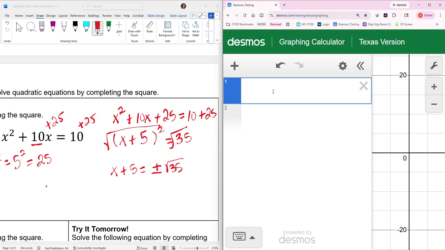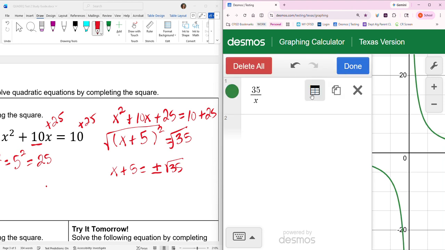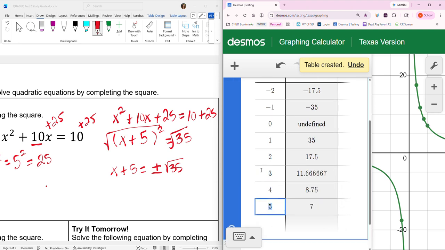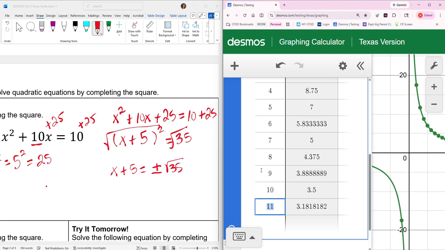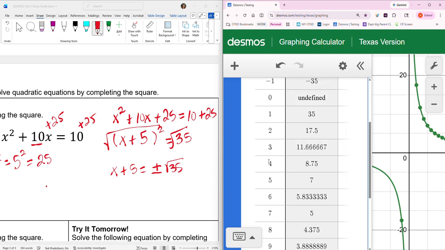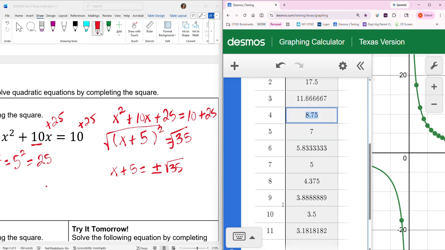Real quick, we'll go through, we'll do 35 divided by x, and we'll see if there's a perfect square that goes into 35. I'm pretty sure there is not, but we'll just double check. I'm going down to 4. So automatically you see our numbers are really small. And 4 here is a perfect square, but this number here is not a counting number. So 4 is not a perfect square.